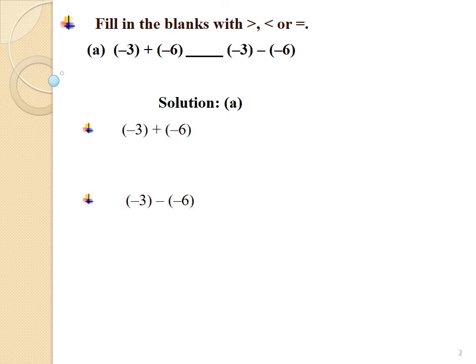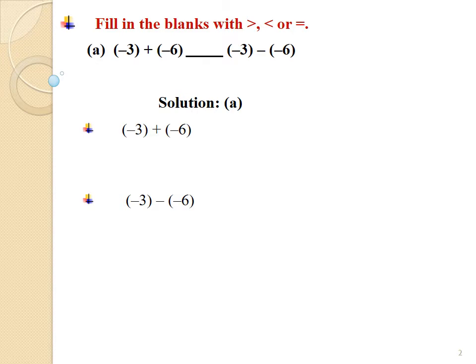Exercise 6.3 question number 2. Fill in the blanks with greater, less than or equal to sign. Students, in this question, we have to place the appropriate sign, that is greater, less than or equal to sign. But we may or may not get the direct answer. So, we need to do calculation of the given sums and find out the correct answer. Students, after finding the answer, we have to place the appropriate sign.